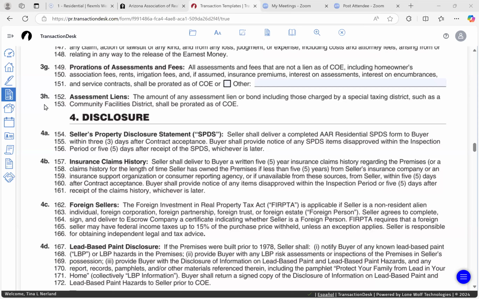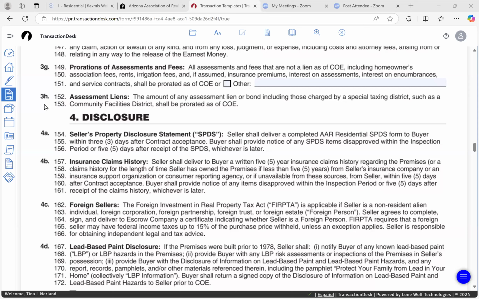Insurance claims history. Seller shall deliver to buyer a written 5-year insurance claims history regarding the premises, or a claims history for the length of time seller has owned the premises if less than 5 years, from seller's insurance company or an insurance support organization or a consumer reporting agency, or if unavailable from these sources, from the seller, within 5 days after contract acceptance. Another timeline.